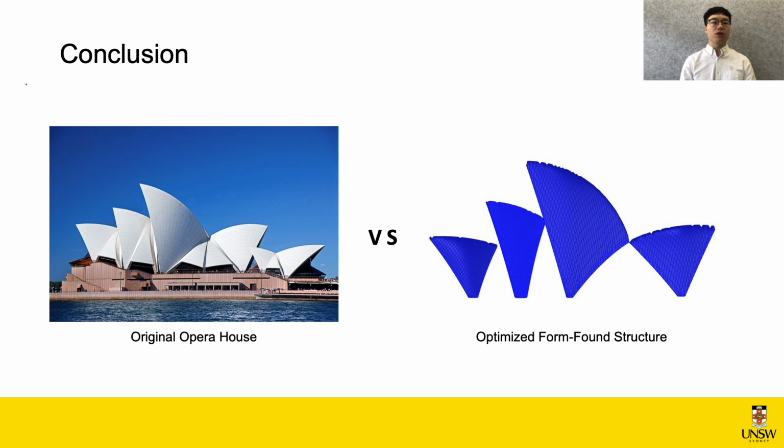In conclusion, form finding software can help produce the thin shell version of the Opera House. However, at the same time, optimization schemes should be proposed to increase the stability of the overall structure.